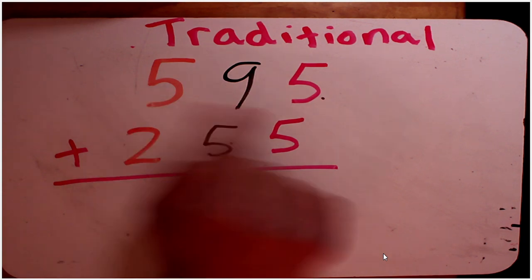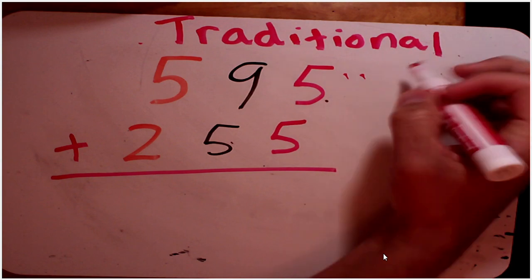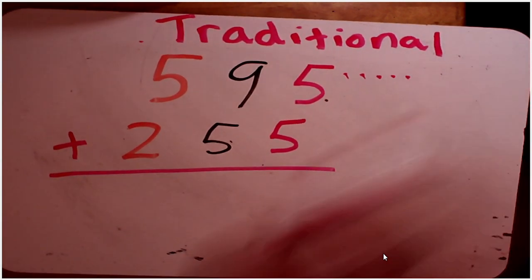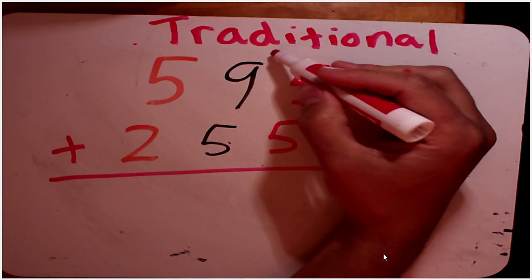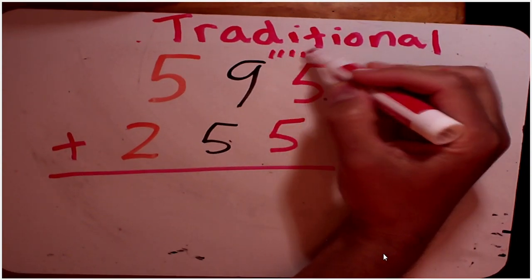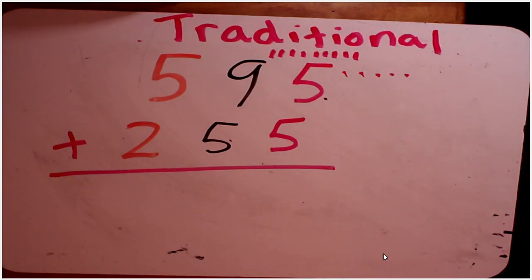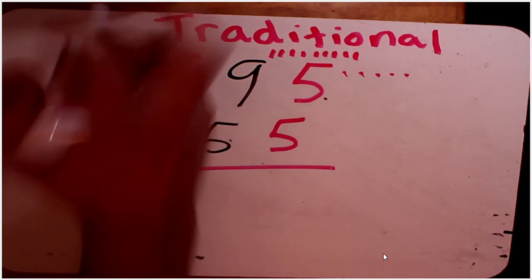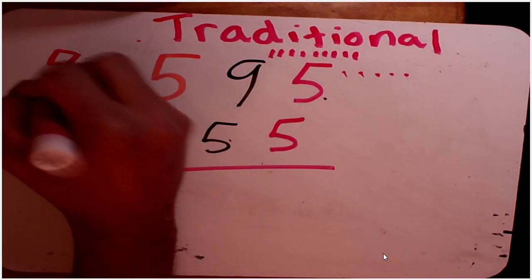This is telling me that we have 5 ones, right? 1, 2, 3, 4, 5. I'm going to do dots for ones. Think of base 10 blocks. This is telling me I have 9 tens. 1, 2, 3, 4, 5, 6, 7, 8, 9. And this is telling me I have 5 hundreds. If I did hundreds, I would draw my 5 base 10 blocks.